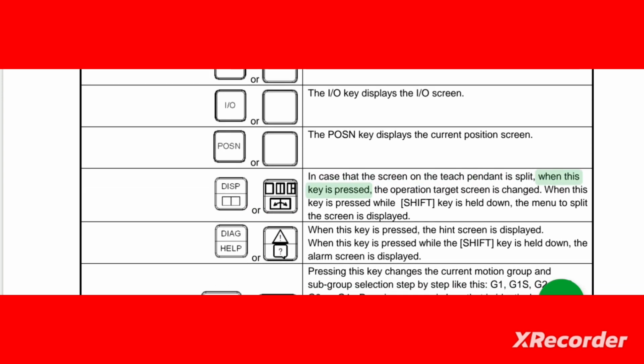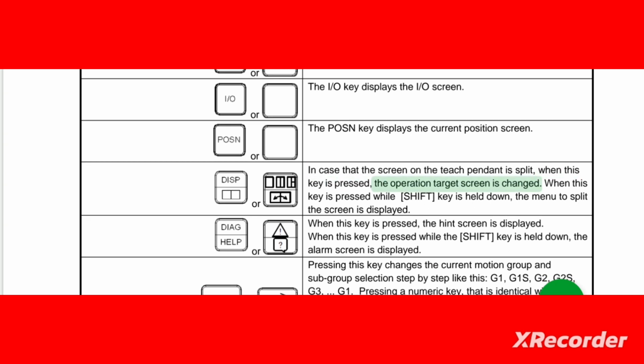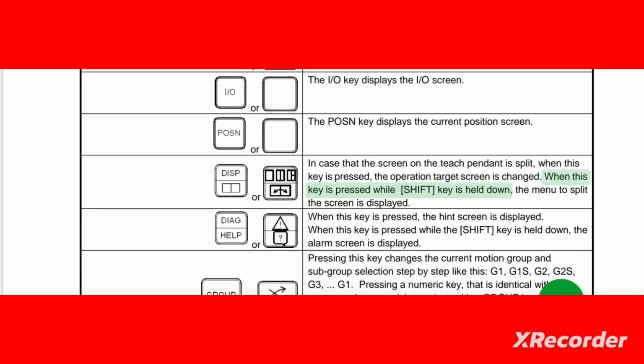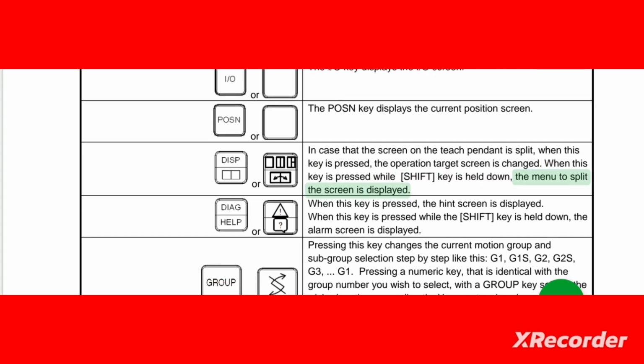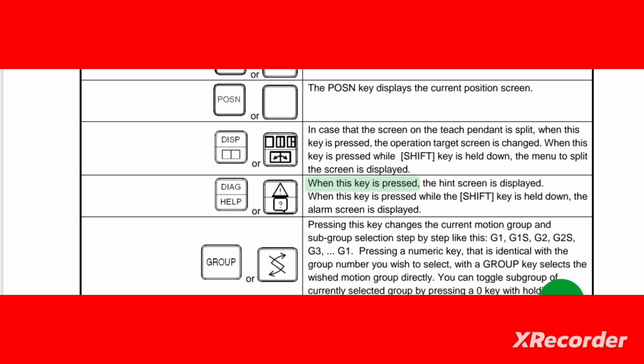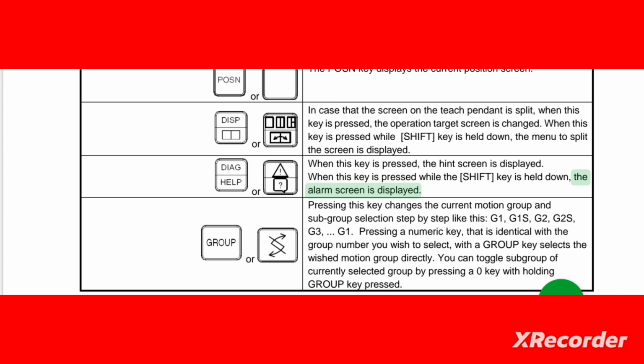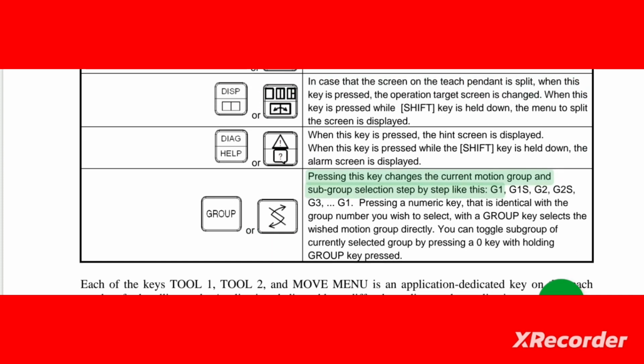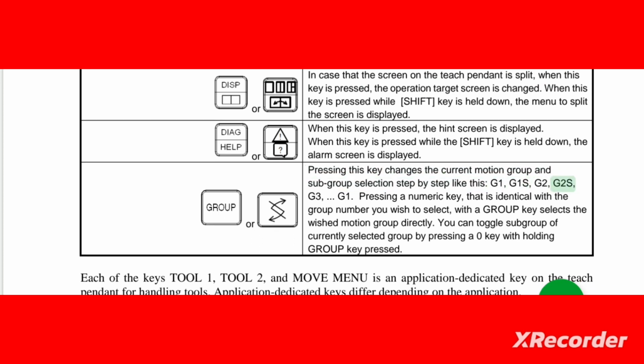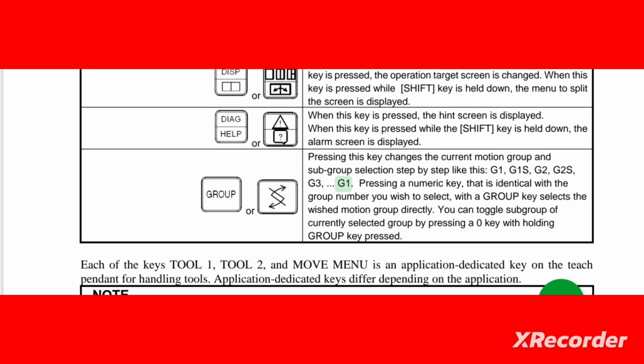In case the screen on the teach pendant is split, when this key is pressed, the operation target screen is changed. When this key is pressed while the shift key is held down, the menu to split the screen is displayed. When this key is pressed, the hint screen is displayed. When this key is pressed while the shift key is held down, the alarm screen is displayed. Pressing this key changes the current motion group and subgroup selection step by step like this: G1, G1S, G2, G2S, G3, G1.